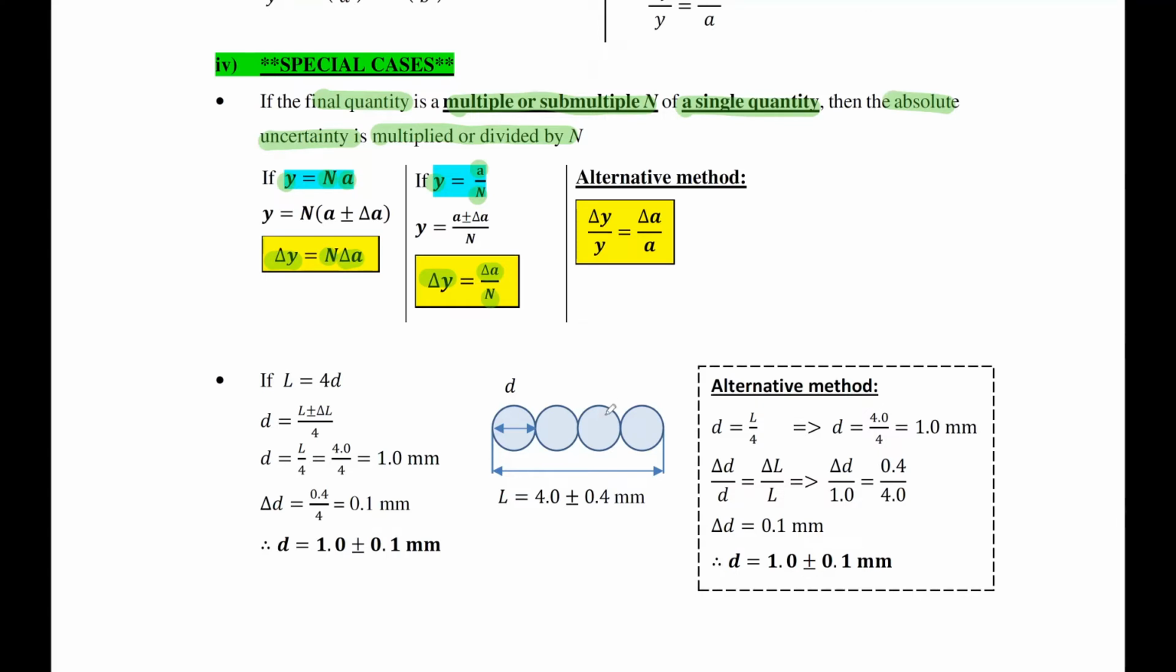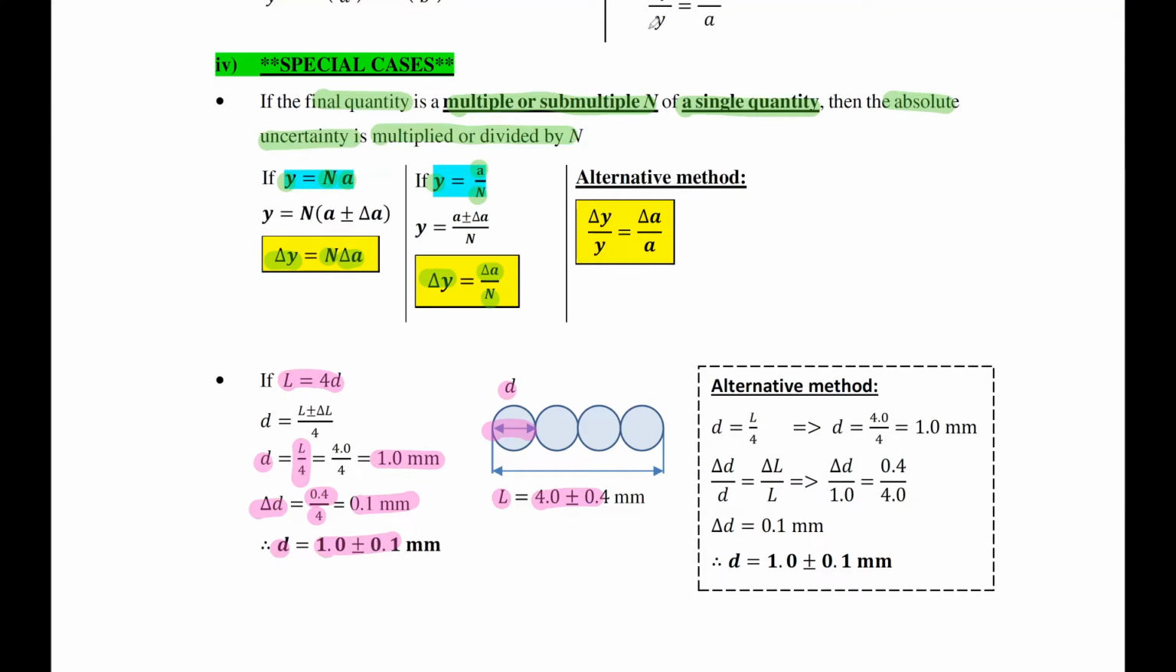Take for example, we have 4 cylinders that are laid side by side. The total length L is equal to 4 plus minus 0.4 millimeter. We are interested in finding out the diameter D of one cylinder. If L is equal to 4D, then D is equal to L over 4, giving us 1 millimeter. Since D is equal to L over 4, the absolute uncertainty of D will be equal to the absolute uncertainty of L divided by 4, giving us 0.1 millimeter. So the final answer of D would be 1 plus minus 0.1 millimeter.